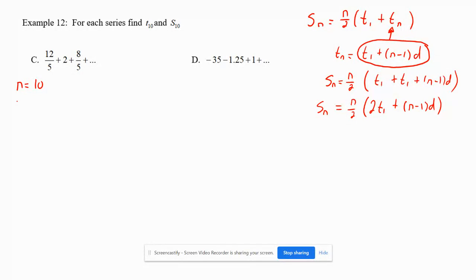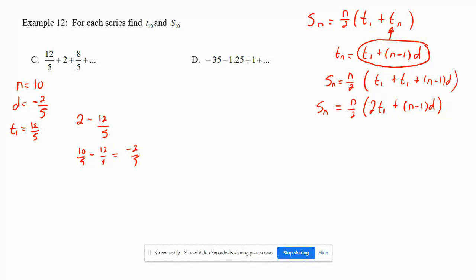We know that our common difference is 2 minus 12 fifths, which is the same thing as 10 fifths minus 12 fifths, which is negative 2 fifths. So this is negative 2 over 5 for my common difference. Okay, and I know that T1 is 12 over 5.